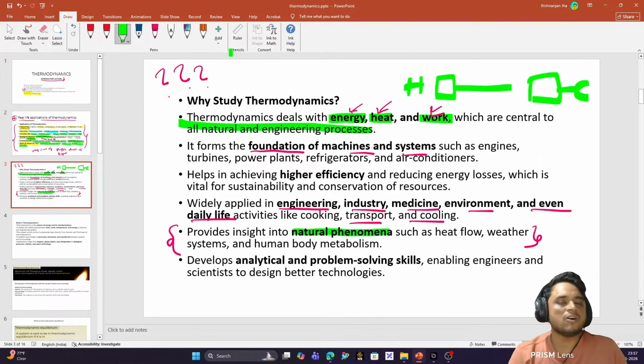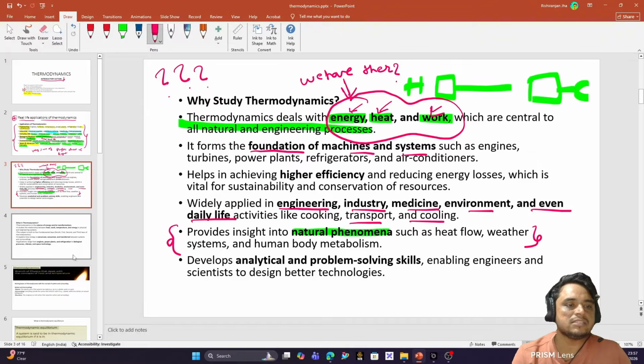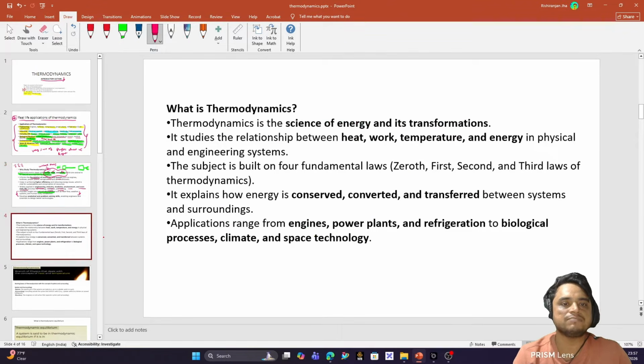Because of all this importance of thermodynamics in many things, we have to study thermodynamics, right? So just keep in mind from this slide, we can conclude that wherever energy, heat and work are involved, we have to study thermodynamics, right? So I think everybody is clear with why we study thermodynamics and the real life application of thermodynamics. Now let's move on to another slide and see what we have.